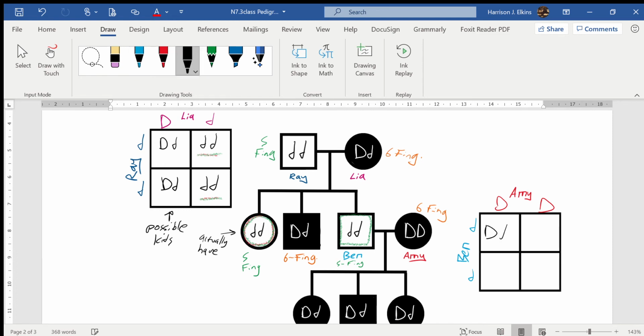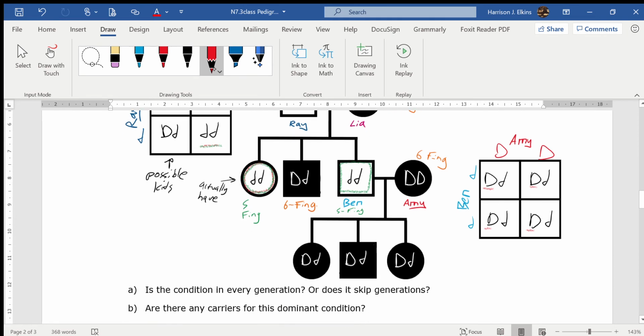Well, if we fill out the Punnett square, all of them have a capital D. And remember, that capital D is the mutation, and it's dominant. So that means they can only have kids who have polydactylism. All of their kids have extra fingers.